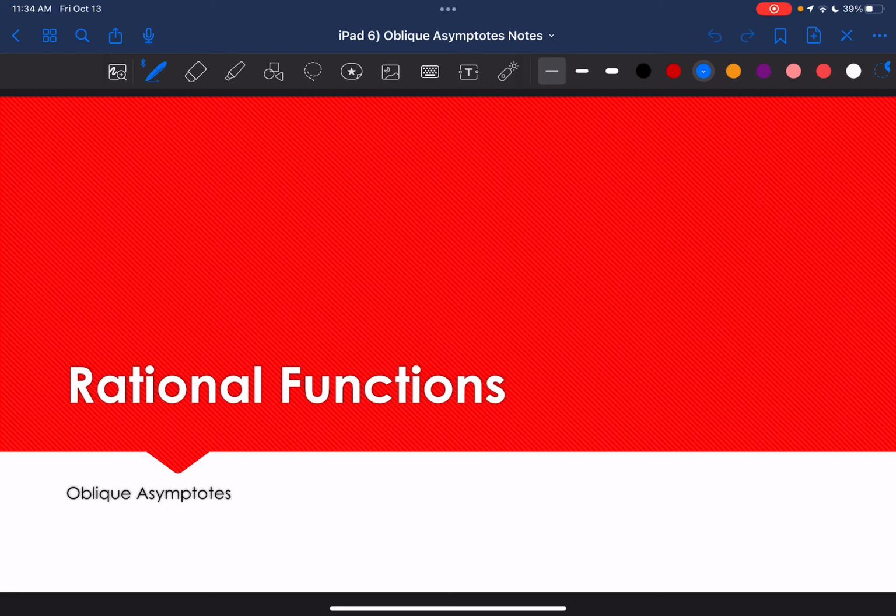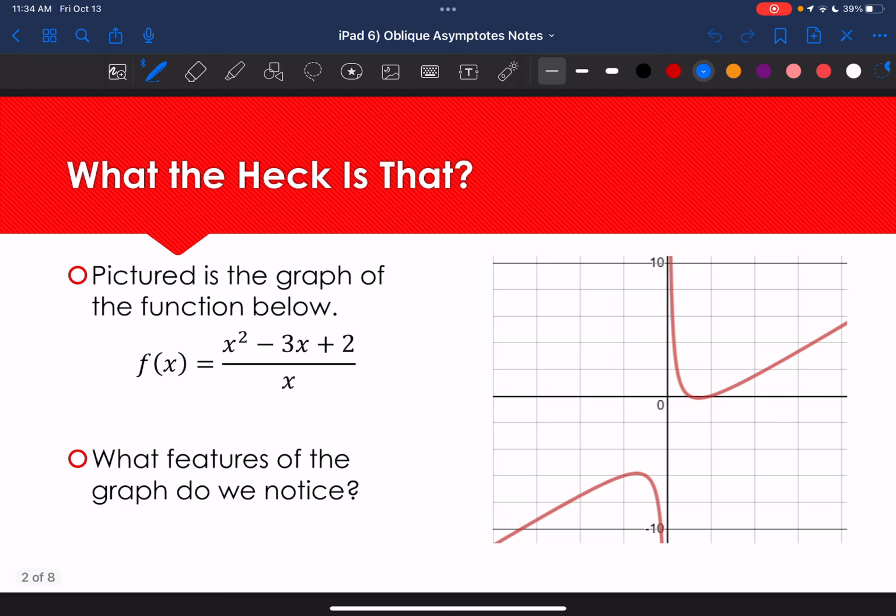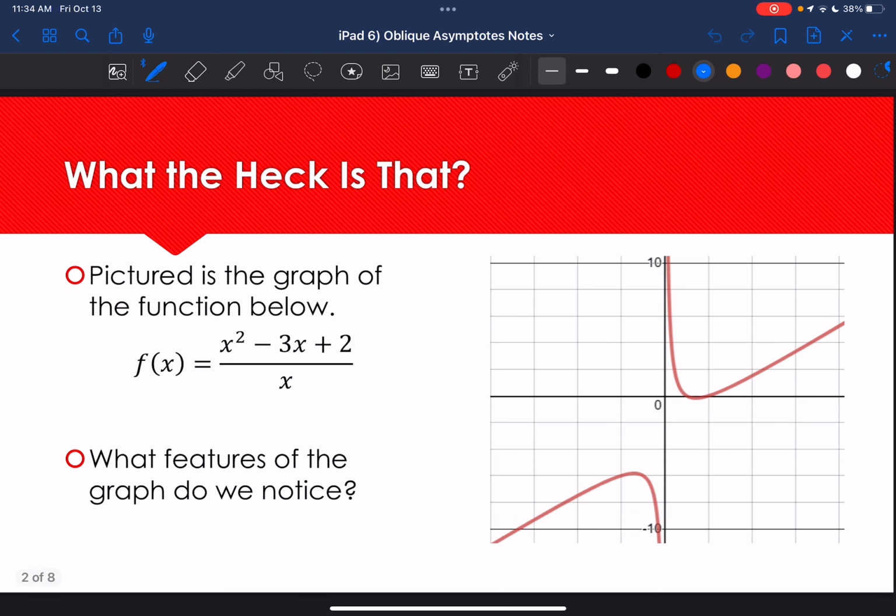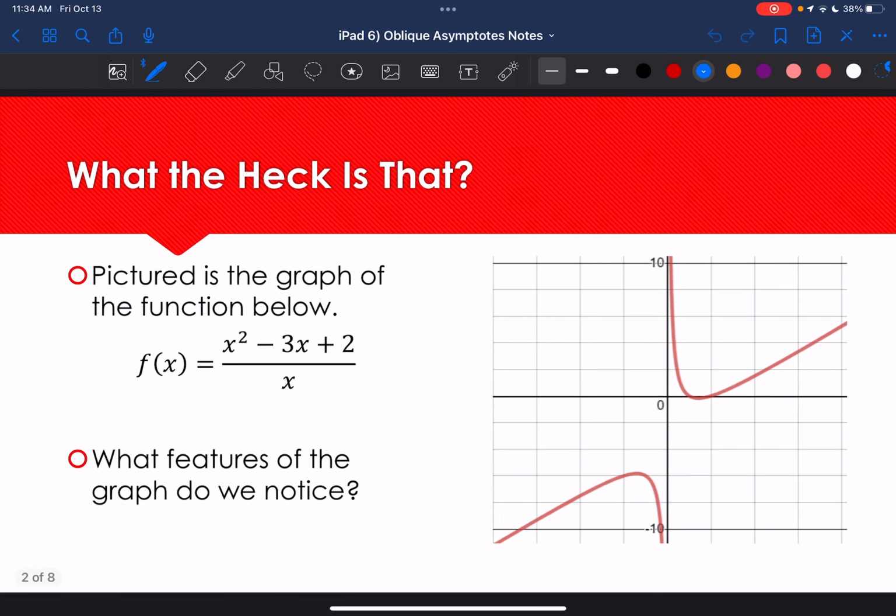All right, let's talk about oblique asymptotes. We've talked about zeros, horizontal asymptotes, vertical asymptotes, y-intercepts sometimes, and x-intercepts are the same thing as zeros. But now we've got these things called oblique asymptotes. So picture just a graph of the function below.